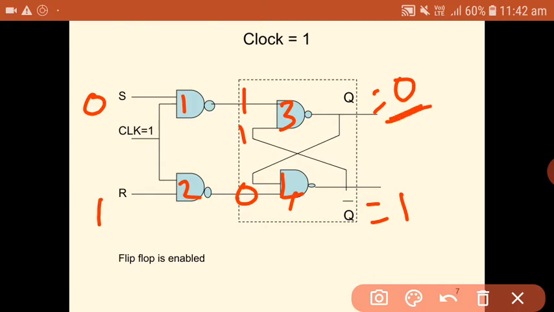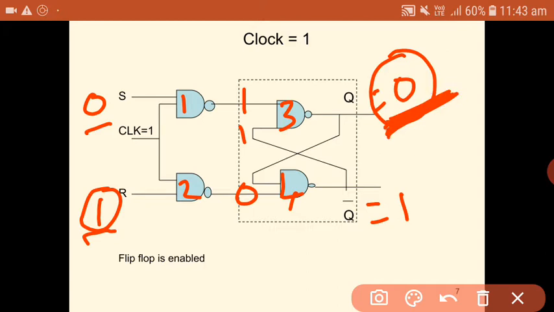So for R equal to 1 and S equal to 0, you will be getting the output as 0. That means now the flip-flop is in the reset state, because you are making the reset input equal to 1. Whenever you are resetting the flip-flop, the output should be equal to 0, and its complement will be equal to 1. That is the meaning of resetting the flip-flop. Making the R input high, you will be getting the output as 0. This is the third combination, R equal to 1 and S equal to 0.